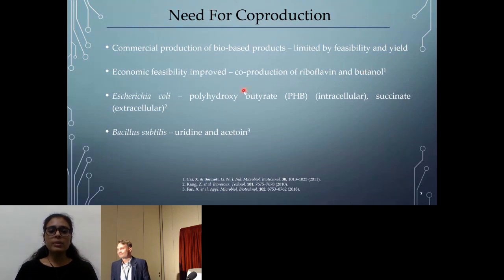Or we can also choose the products such that one is accumulated intracellularly, like PHB, and the other is secreted outside, like succinate. So, in the end, the downstream processing costs also go down. And in some cases, like uridine and acetone, it is seen that co-production is more favored when compared to the production of single metabolites because it ensures better cofactor balance and better carbon usage.